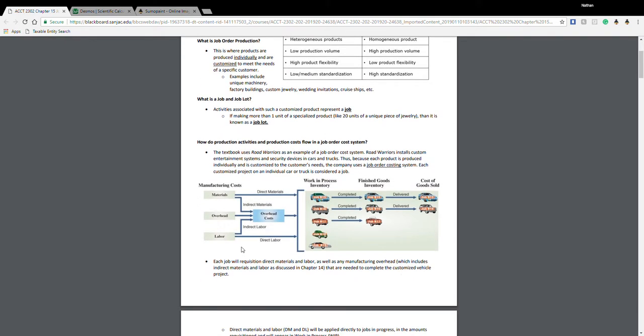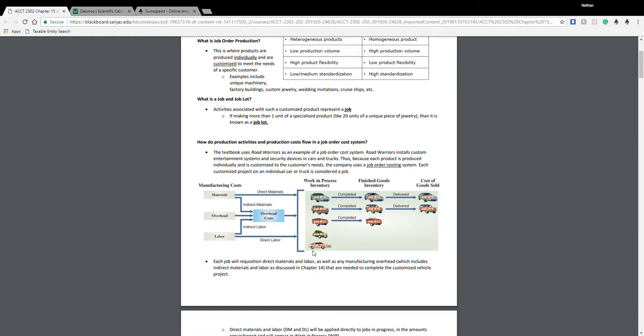Right here we do have our graphic. Now this is basically the summary of the chapter. What's going to end up happening with our process. So our cycle is this. We have to get our materials, our overhead and labor. We're going to figure out the direct materials and direct labor.